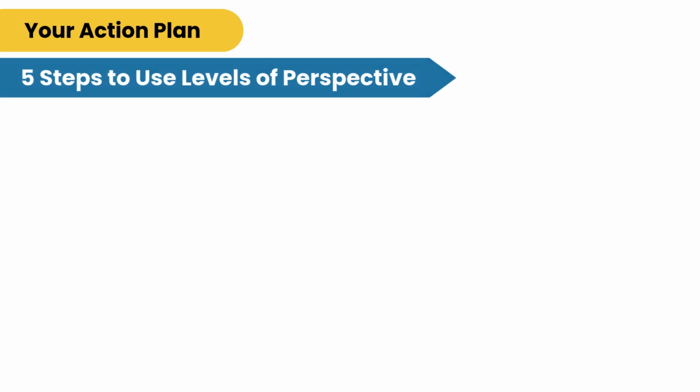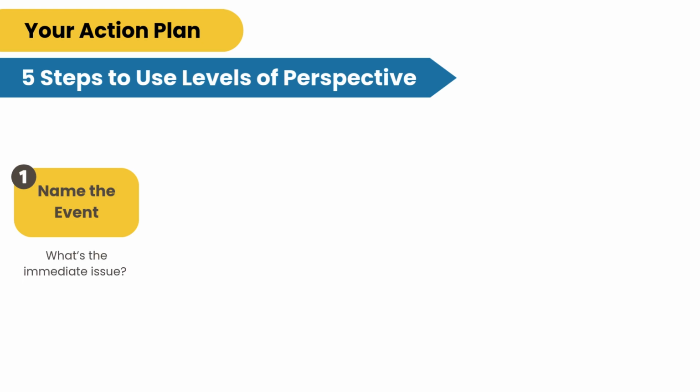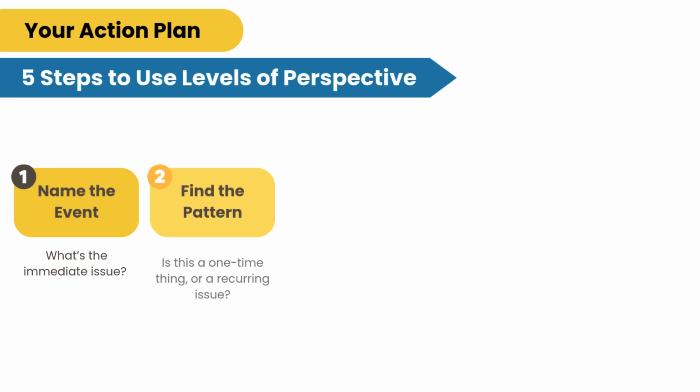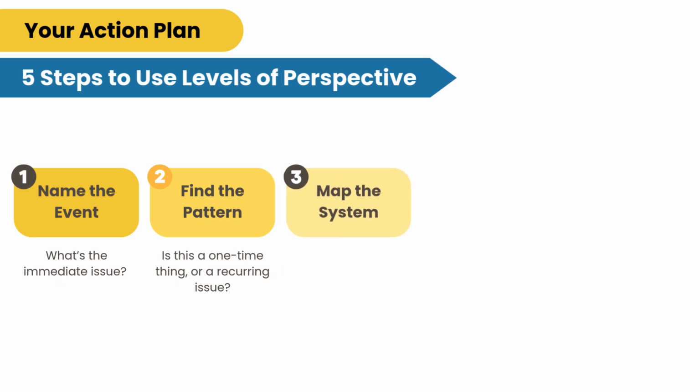So how do we actually use levels of perspective when we face a problem at Tomofun? What are the practical steps we can take? It's actually quite simple. Here's a 5-step action plan. First, name the event. What's the immediate issue? Remember to be specific, like customer support tickets about Furbo treat dispenser errors are up. Second, find the pattern. Is this a one-time thing or a recurring issue? Look for trends, like treat dispenser errors spike every time we release a new app update.